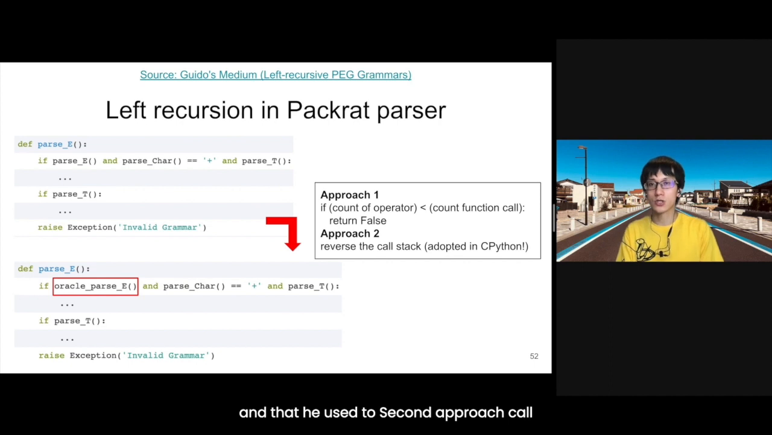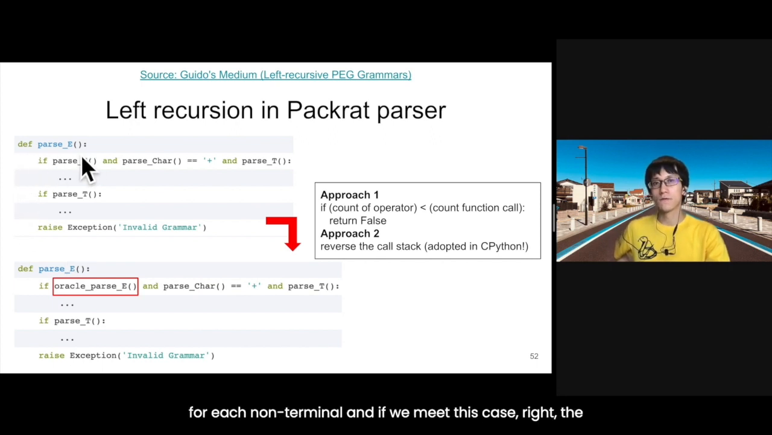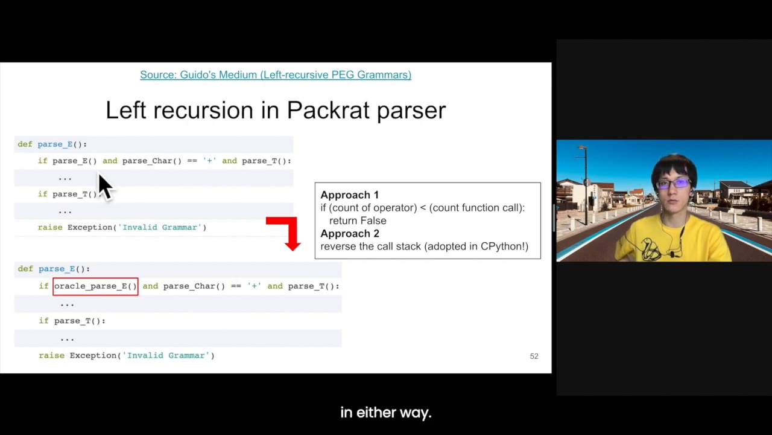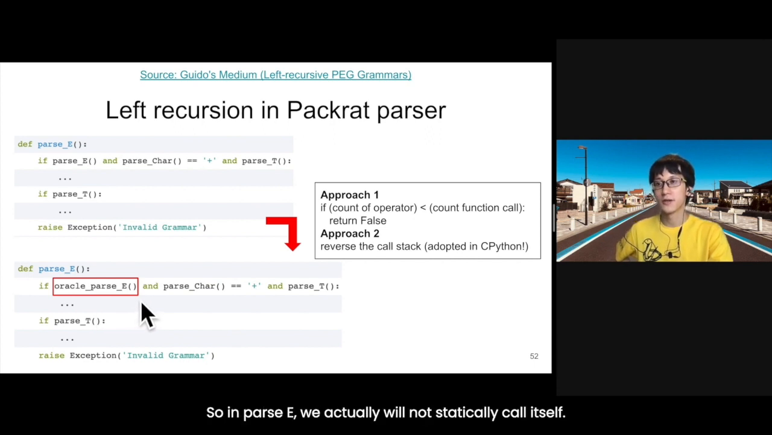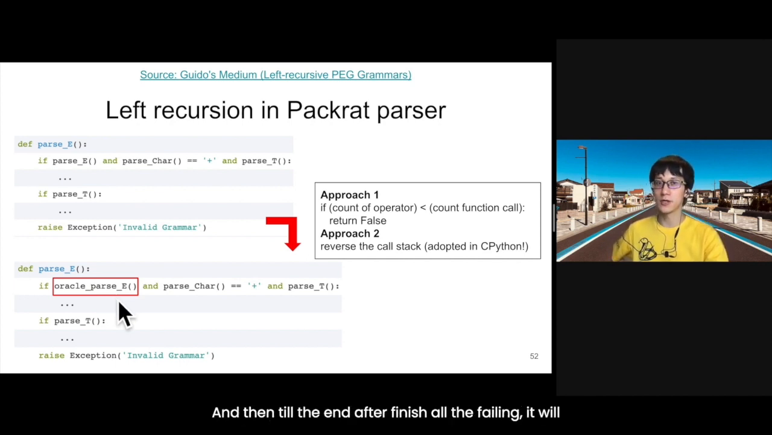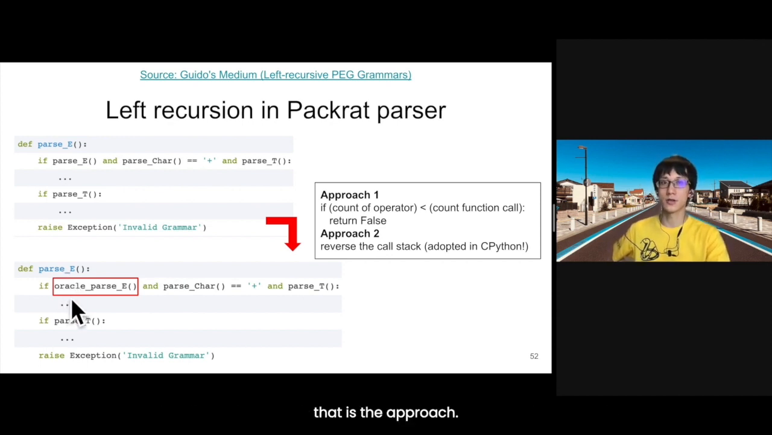He used a second approach called reversing the call stack. As the previous example shows, we need to write the parse function for each non-terminal. If we meet this case, the first non-terminal needs to parse another same non-terminal, and it will recursively call itself and never stop. To resolve this, we need a magic function called Oracle parse E. In parse E, we will not directly call itself. Instead, we will call this magic function. The magic function helps to fill the calculation results in memory, and after finishing all the filling, it returns the data back. Then when parse E meets the same input again, it will retrieve the result from memory instead of calling Oracle parse E. That is the approach.